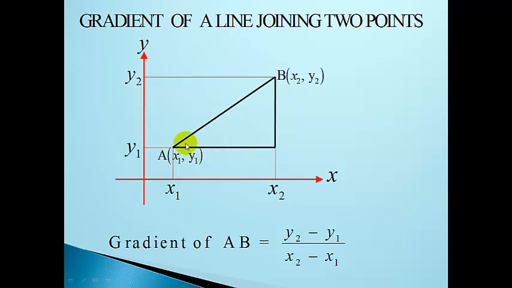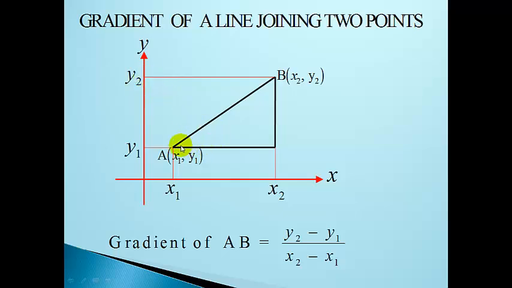Now, when we consider the graph, A is a point with coordinates x1, y1, where x1 is the x-coordinate and y1 is the y-coordinate. B is also a point on the graph with coordinates x2, y2, where x2 is the x-coordinate and y2 is the y-coordinate.